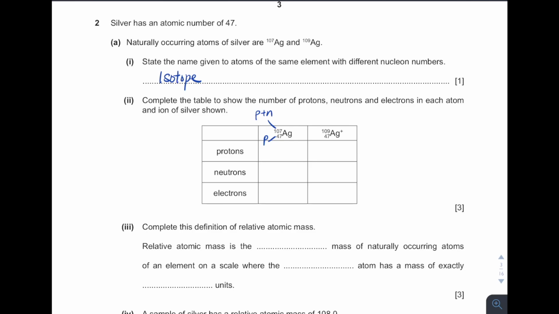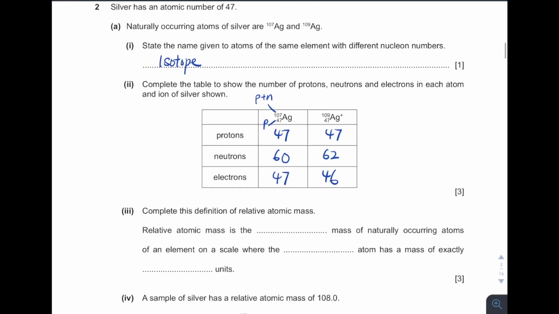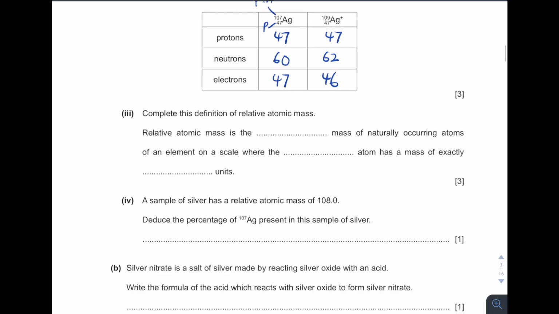So eventually we have 47 protons, neutrons 107 minus 47, you get 60. There is no charge, this is neutral, so same protons and electrons. Another one, 109 minus 47. Positive 1 means there is 1 more proton compared to electrons. So it is 46 electrons.